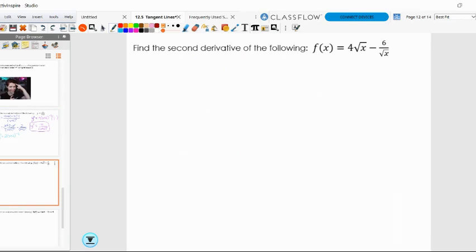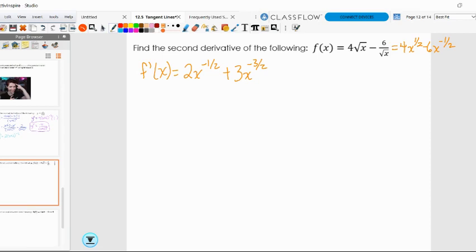Find the second derivative of the following. Okay, again, I'm going to rewrite this. The original function is just 4 times x to the 1/2 minus 6 times x to the negative 1/2. Okay, and let's go ahead and find, they want the second derivative, so we've got to start with the first derivative. The first derivative of that is going to be 1/2 times 4, which is 2x to the negative 1/2. Negative 6 times negative 1/2 is going to be positive 3x to the negative 3/2. Okay, and I think actually I'll leave it in that form.